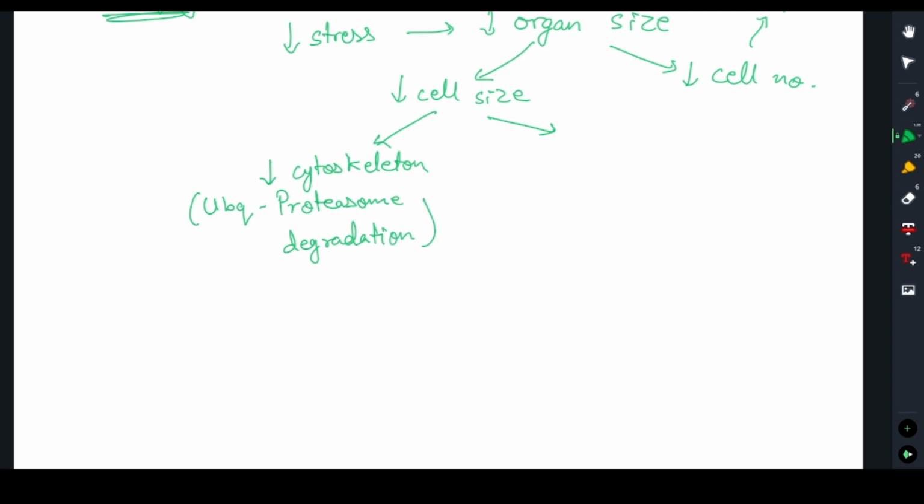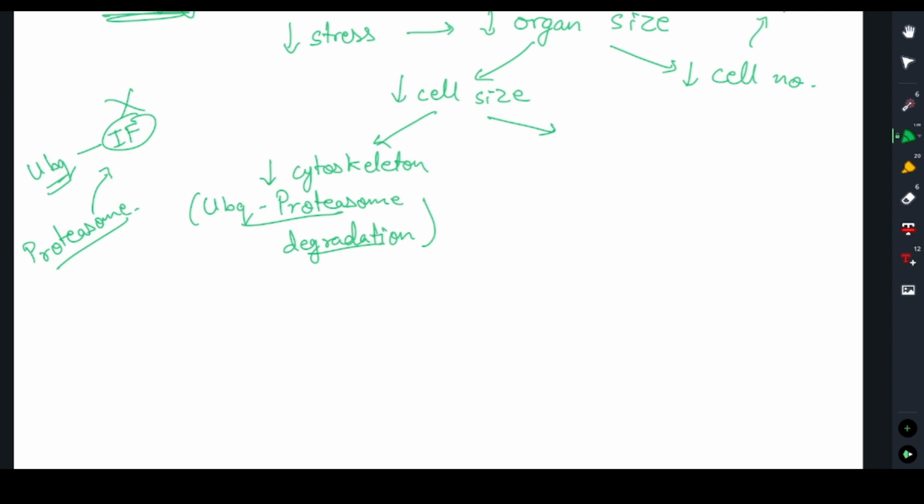What happens in ubiquitin proteasome degradation is, let's say you have an intermediate filament, right, and you want to degrade it. So what you will do is you tag it with ubiquitin, the proteasome comes, and it identifies the molecules present within the intermediate filament which are tagged with ubiquitin, and it degrades those molecules, right? So this is how ubiquitin proteasome degradation works to decrease the cytoskeleton.